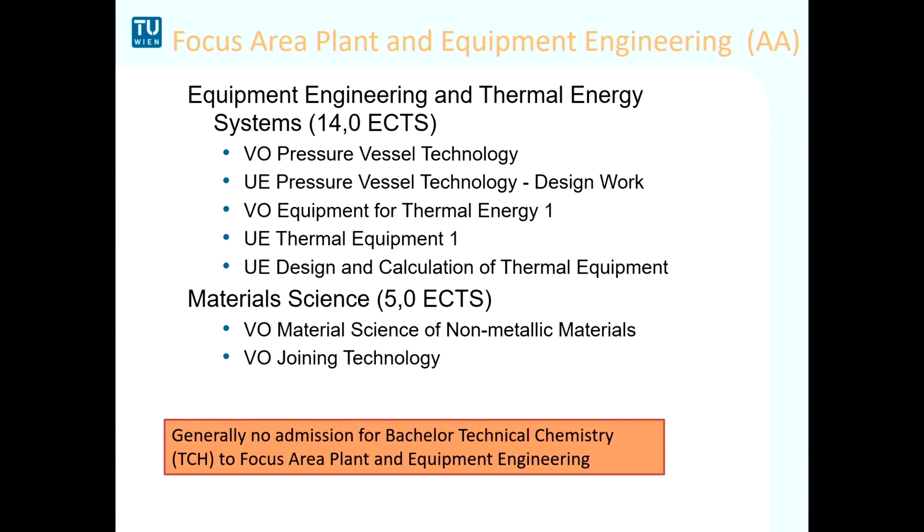The focus area, plant and equipment engineering, is nearer to mechanical engineering. There are the modules equipment engineering and thermal energy systems and material science. For chemistry students, it would be difficult to come to this module because there are a lot of mechanical engineering basics necessary to go to this module. Therefore, generally no admission is given to bachelor students of technical chemistry to enter this focus area.